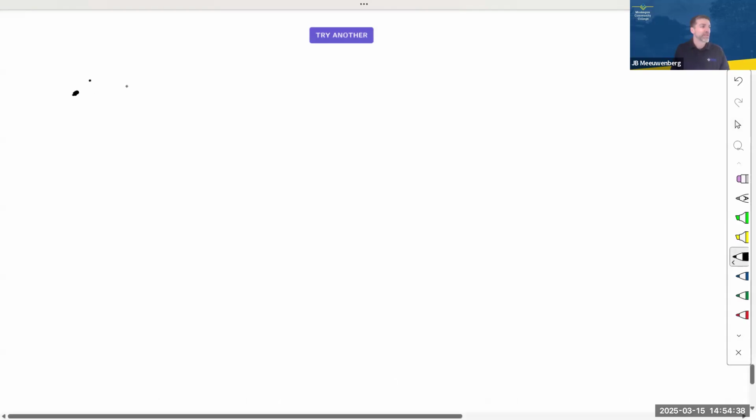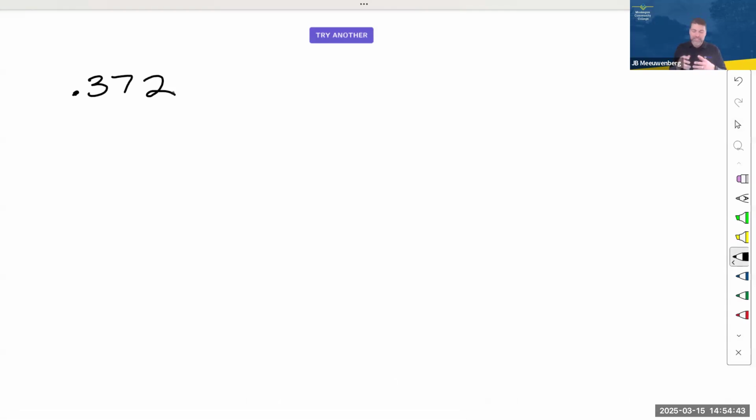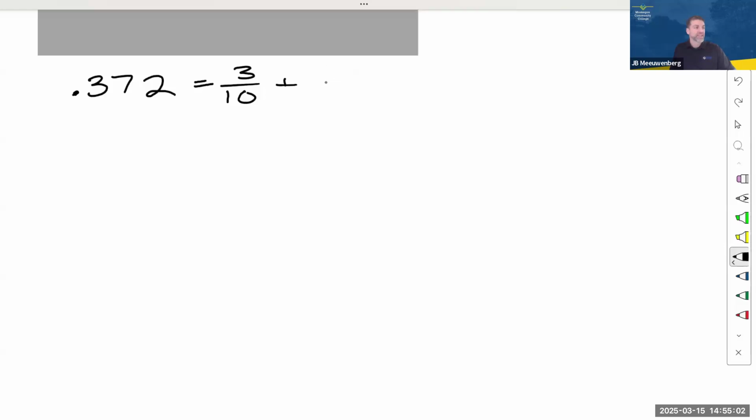So the number is 0.372. And the first thing we're going to do is write this in an expanded form using those different base 10 denominators. So if I just go right to it, it would look like this. The 3 is in the tenths place, so it's 3/10. The 7 is in the hundredths place, so it's 7/100. The 2 is in the thousandths place, so it's 2/1000. So that helps us start this problem off.